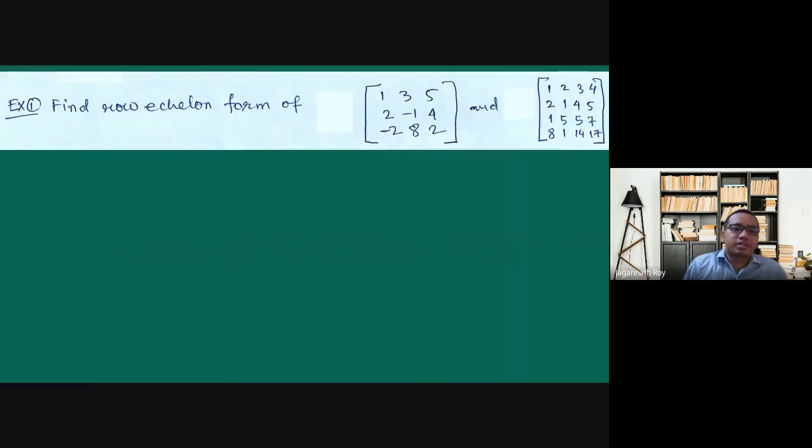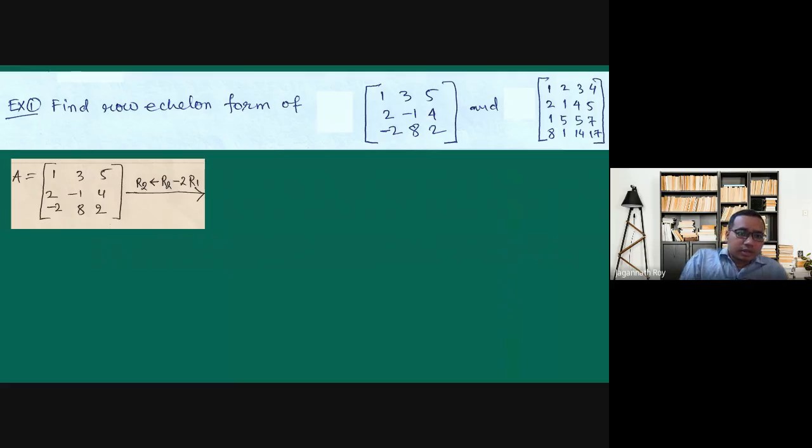Let us see the first example. The matrix is given as A. So what do we do? We keep the first row as it is, we do not touch it now: 1 3 5. The first leading non-zero entry is 1. What we want is 0 here and 0 here.